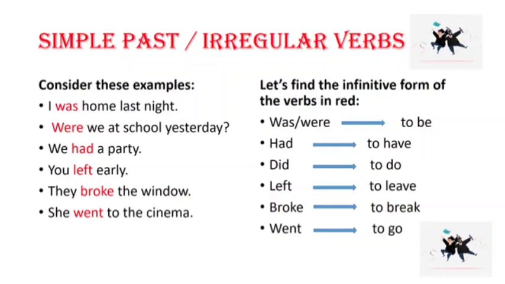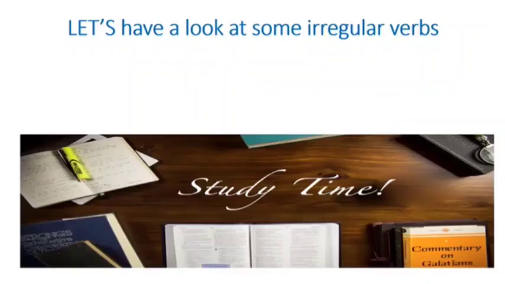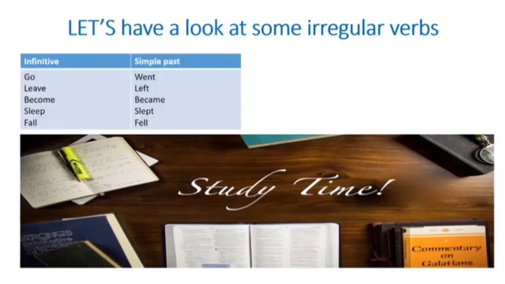So let's move to our revision. So let's have a look at some irregular verbs. So this is study time. So please, you guys, you have to memorize these charts. At least these verbs. There are others, but you need at least to memorize these. So first chart, we have the infinitive and the simple past. So the infinitive of go, its simple past is went. And then you have the verb to leave. The simple past is left, become, became, sleep, slept, fall, fell.